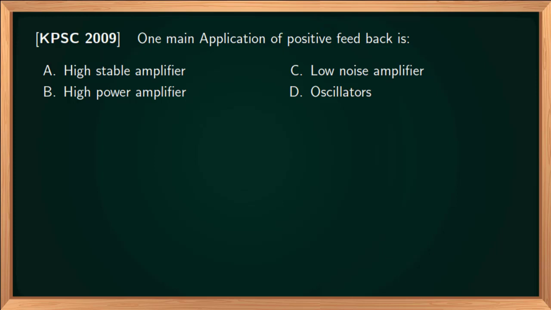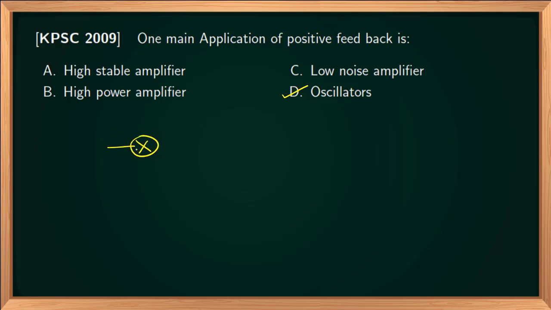One main application of positive feedback is: option A, high stable amplifier; B, high power amplifier; C, low noise amplifier; option D, oscillators. The correct option is option D, oscillators. Oscillators have a positive feedback configuration. It consists of an amplifier in the forward path and a feedback network. If the feedback signal is in phase with the amplifier input signal, then the feedback is called positive feedback.